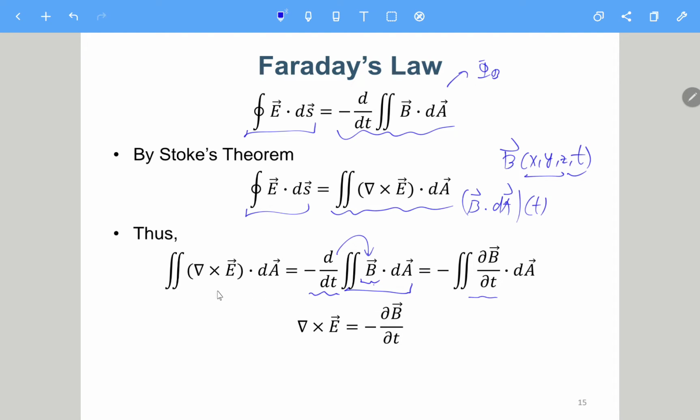In that case, we have the extreme left side equal to the extreme right side. And similarly, as we can arbitrarily choose the Amperian loop, the integrands should equal each other, which means that the curl of E should be negative partial B partial t. So this is the differential form of Faraday's law.